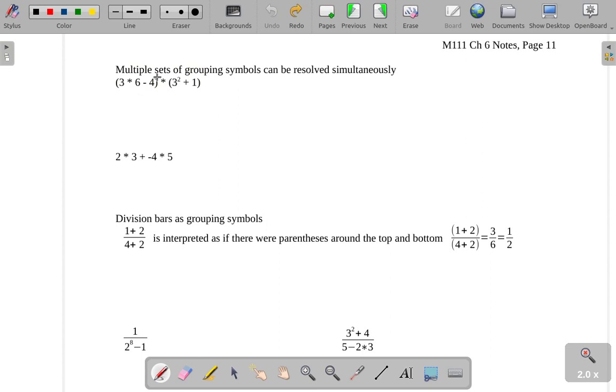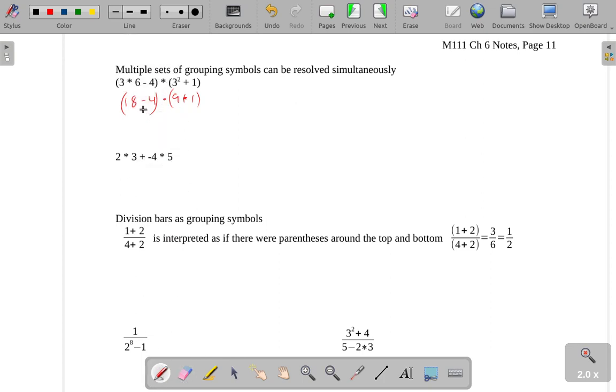So what I can do is essentially put on my blinders and just look at the inside of these parentheses, this parentheses, and say, okay, well, I have multiplication and subtraction. I'll do the multiplication first. So I have 18 minus 4 in there. On these parentheses, I have an exponent and addition, so I can go ahead and do the exponent first. So this is 9 plus 1. Now you'll notice I still kept the parentheses and I still kept the multiplication on the outside of the parentheses. But I was able to do this one and this one simultaneously, kind of in the same step.